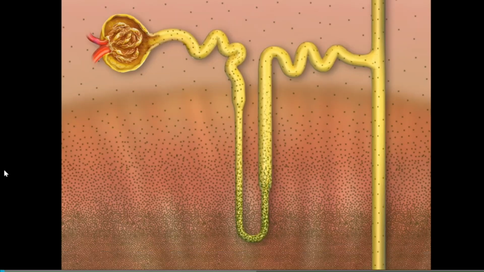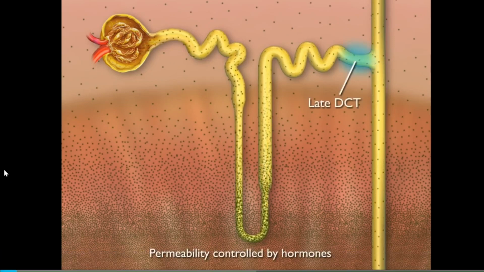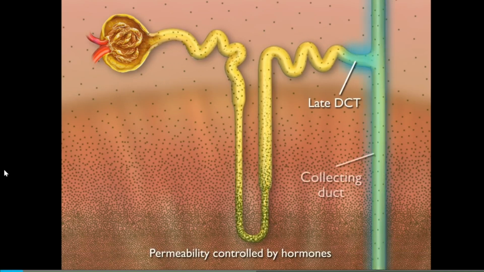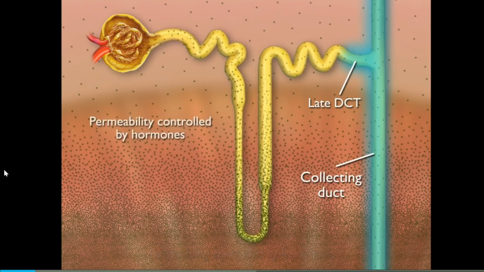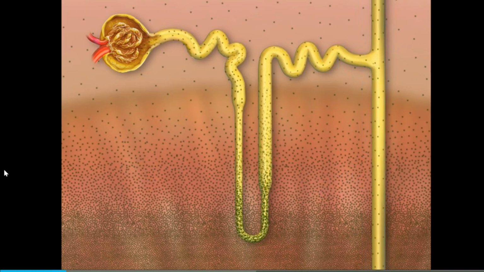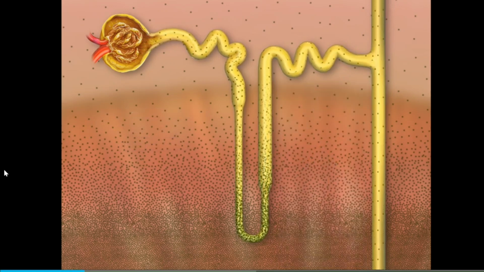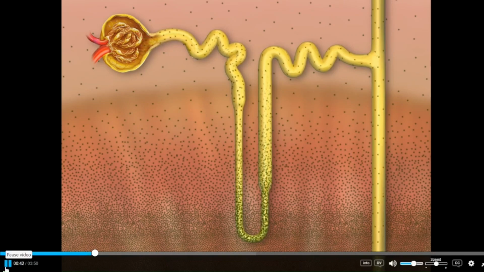We've mentioned previously that the kidney adjusts the concentration and volume of the urine by changing the permeabilities of the late distal convoluted tubule, or DCT, and collecting duct. These changes are under hormonal control. The three hormones involved are antidiuretic hormone, or ADH, from the posterior pituitary, aldosterone from the adrenal cortex, and atrial natriuretic peptide, or ANP, from the atria. Together, ADH and aldosterone allow the body to conserve water by reducing the volume of urine produced. Aldosterone regulates sodium reabsorption in the late DCT and collecting duct.